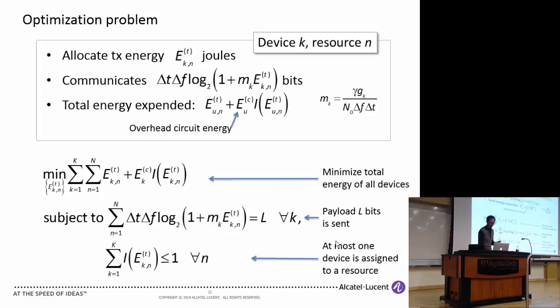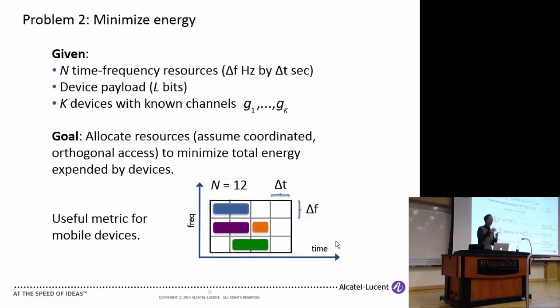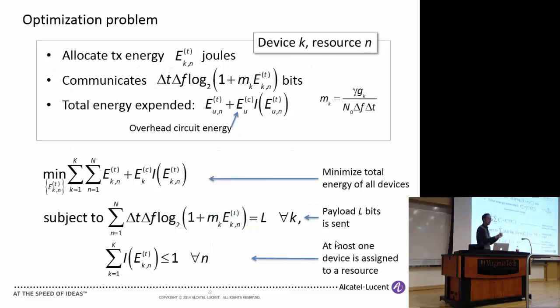that's allocated for a particular user. So one of these little squares, resource n, that's allocated for user device k. And let's say that we allocate E_kn^t joules. Okay, so k is the device index, n is the resource index, t means the transmit energy. And the reason why I have a superscript t is because I want to then introduce another energy, which is the overhead circuit energy.